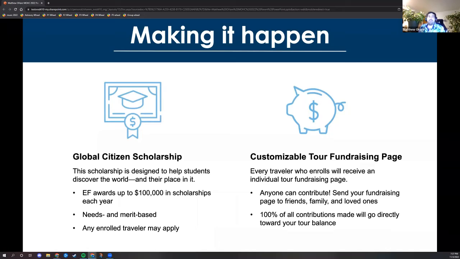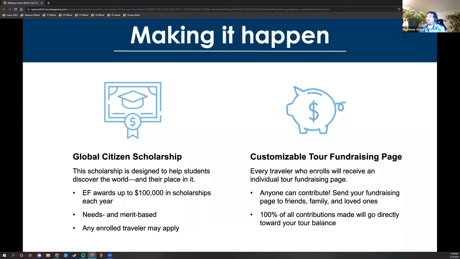So, making it happen. There are scholarships available through EF Tours. They award $100,000 in scholarships each year, which you can apply for. The deadline to apply is coming up in a couple of weeks, though. So please let me know, and I can send you the information for that. But one thing EF Tours also does is make a personalized GoFundMe-style page for you that you can send out to friends and family to help crowdsource some of the costs of the tour.